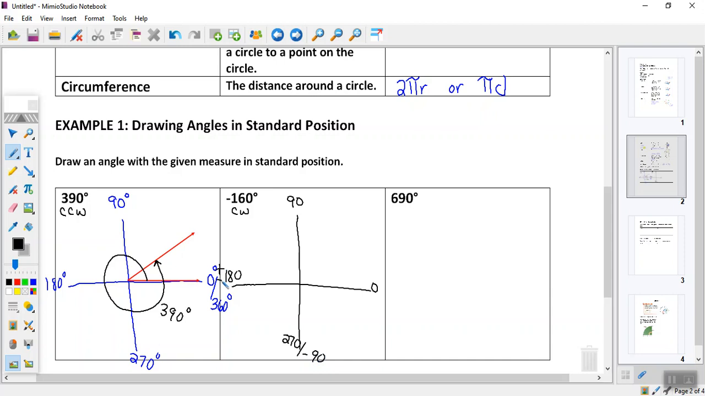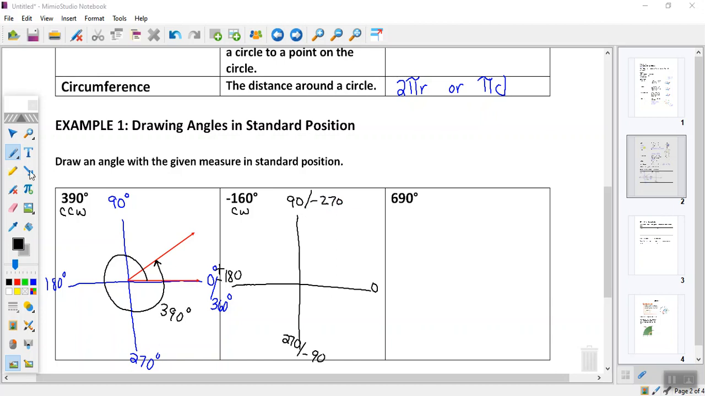Guys, if I'm going clockwise right here, 90 is also like negative 270. And think about it again, kids. What's 90 minus 360? Negative 270 again. Okay, coterminal stuff is going to show up often.